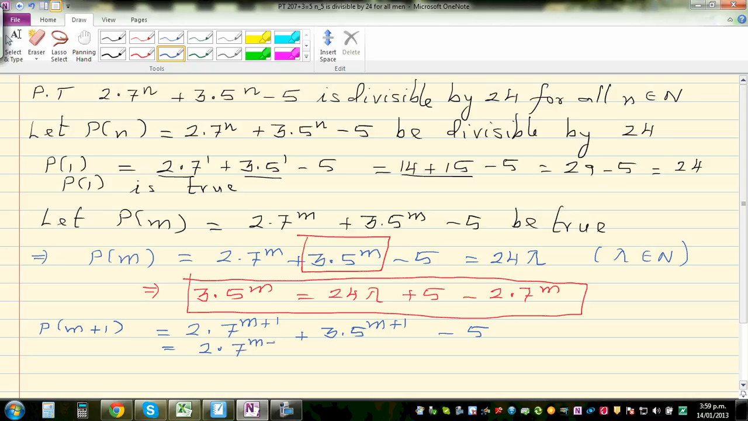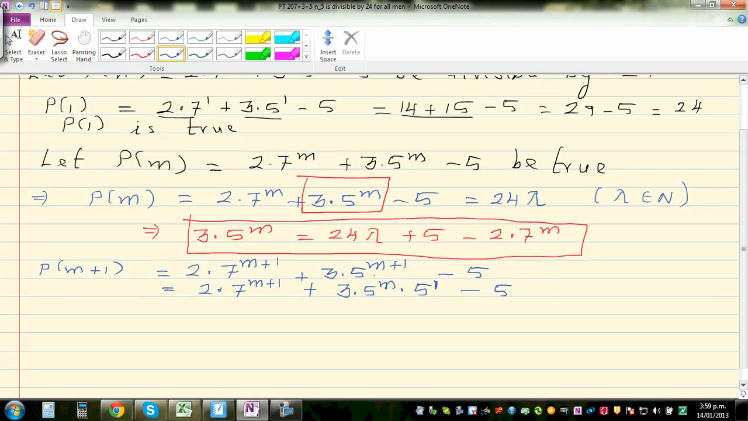Okay, so I can write this as, I'm not going to change this. I am writing this as it is, but here I'm going to make a slight change. This is 3 times 5 to the power m times 5 to the power 1, minus 5. So I'm using the exponent rule. So I'm expanding: 5 to the power m plus 1 is the same as 5 to the power m times 5 to the power 1. Now we know 3 times 5 to the power m is something, which is 24 lambda plus 5 minus 2 times 7 to the power m. So that becomes 2 times 7 to the power m plus 1.